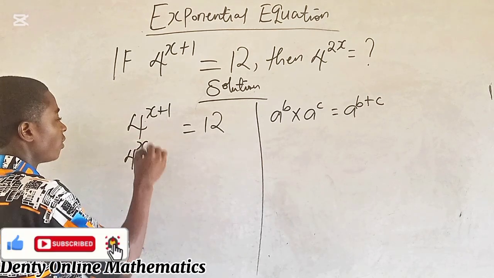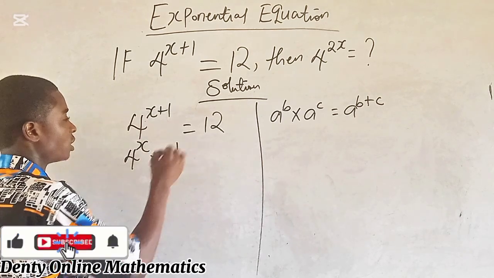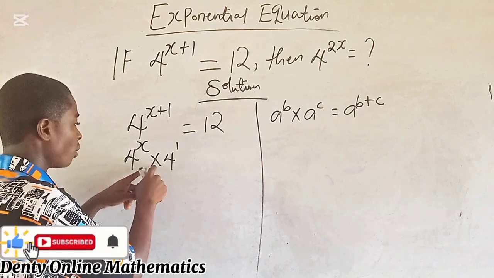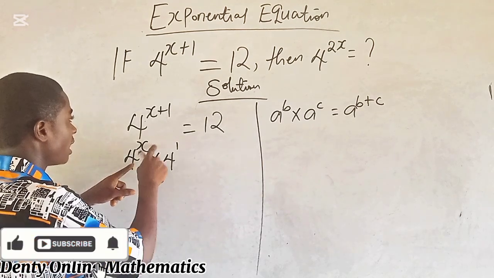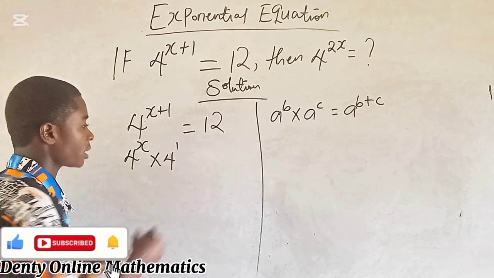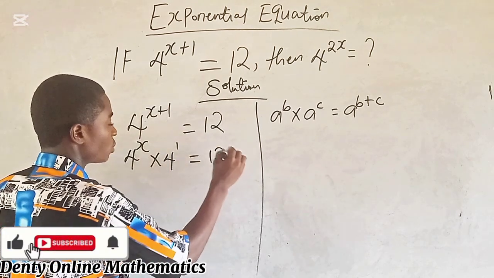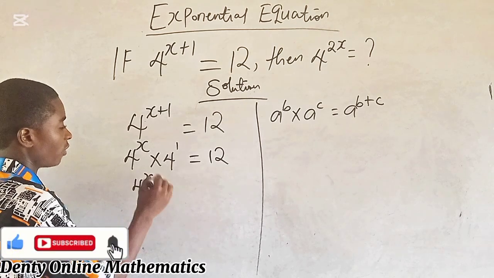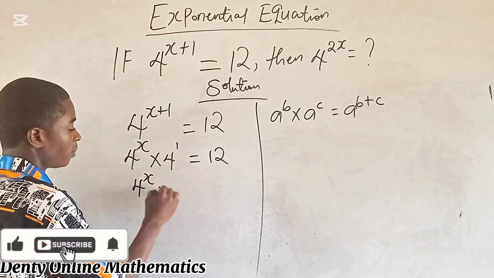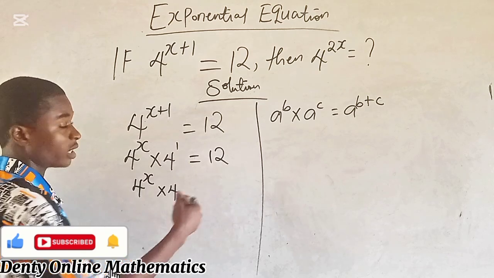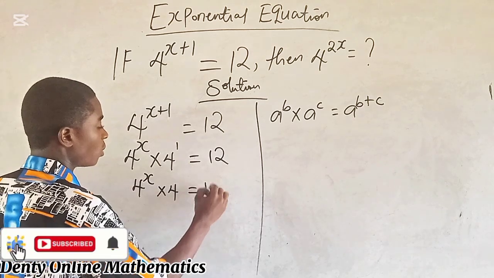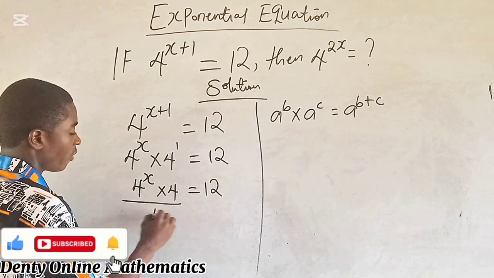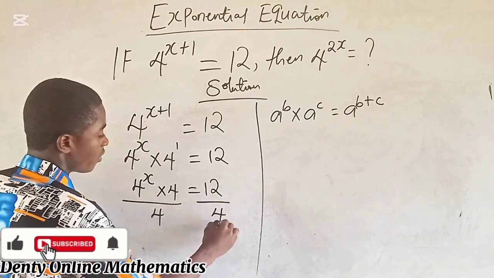That means this is the same thing as 4 raised to the power of x multiplied by 4 raised to the power of 1, because when the bases are the same and you're multiplying, you can pick one base and add the powers. All of this is equal to 12. Now, this is the same thing as 4 raised to the power of x multiplied by 4, because 4 raised to the power of 1 is the same thing as 4, which is equal to 12.